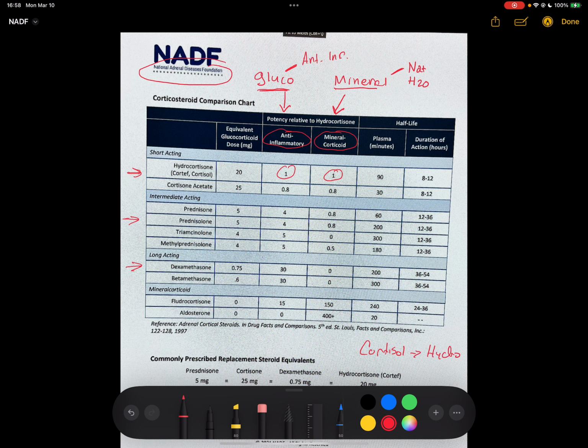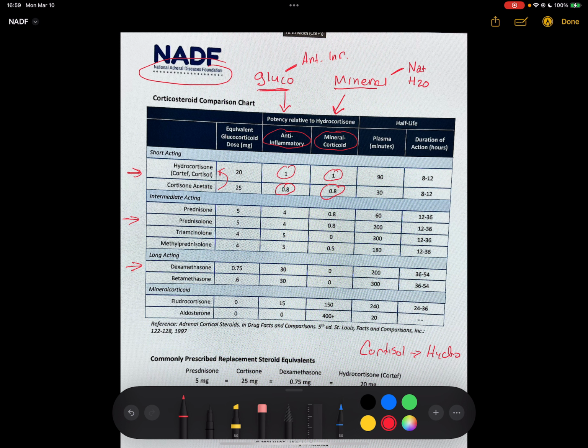And if you recall, cortisone gets converted to hydrocortisone. So if you administer something like cortisone acetate, its effects are going to be roughly on par, very similar to hydrocortisone, because cortisone acetate is essentially a prodrug, and that is going to get converted to hydrocortisone, and you're going to see a fairly similar duration of action.